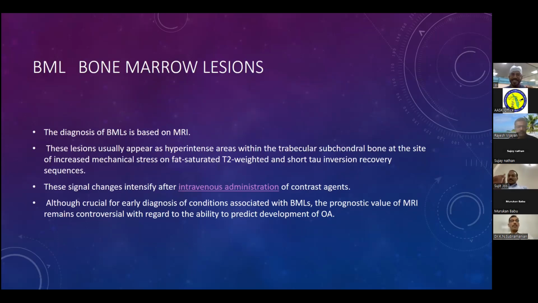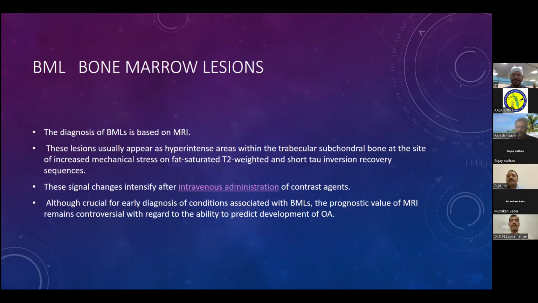So another thing is bone marrow lesions. The bone marrow lesions are the least understood things in cartilage lesions because these are mainly hyperintense lesions seen in trabecular subchondral bone with increased mechanical stress. So these are increasingly seen in T2 weighted images. So what are bone marrow lesions?